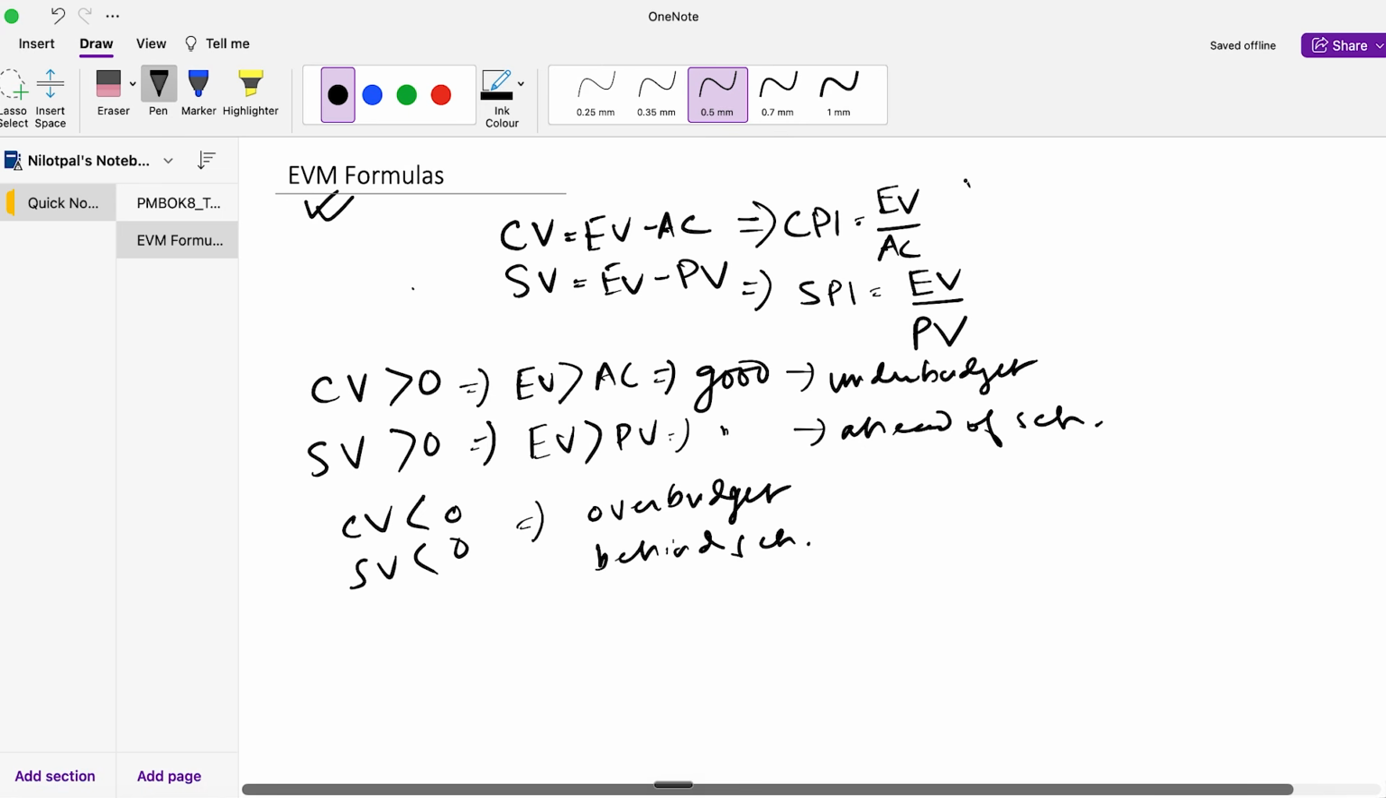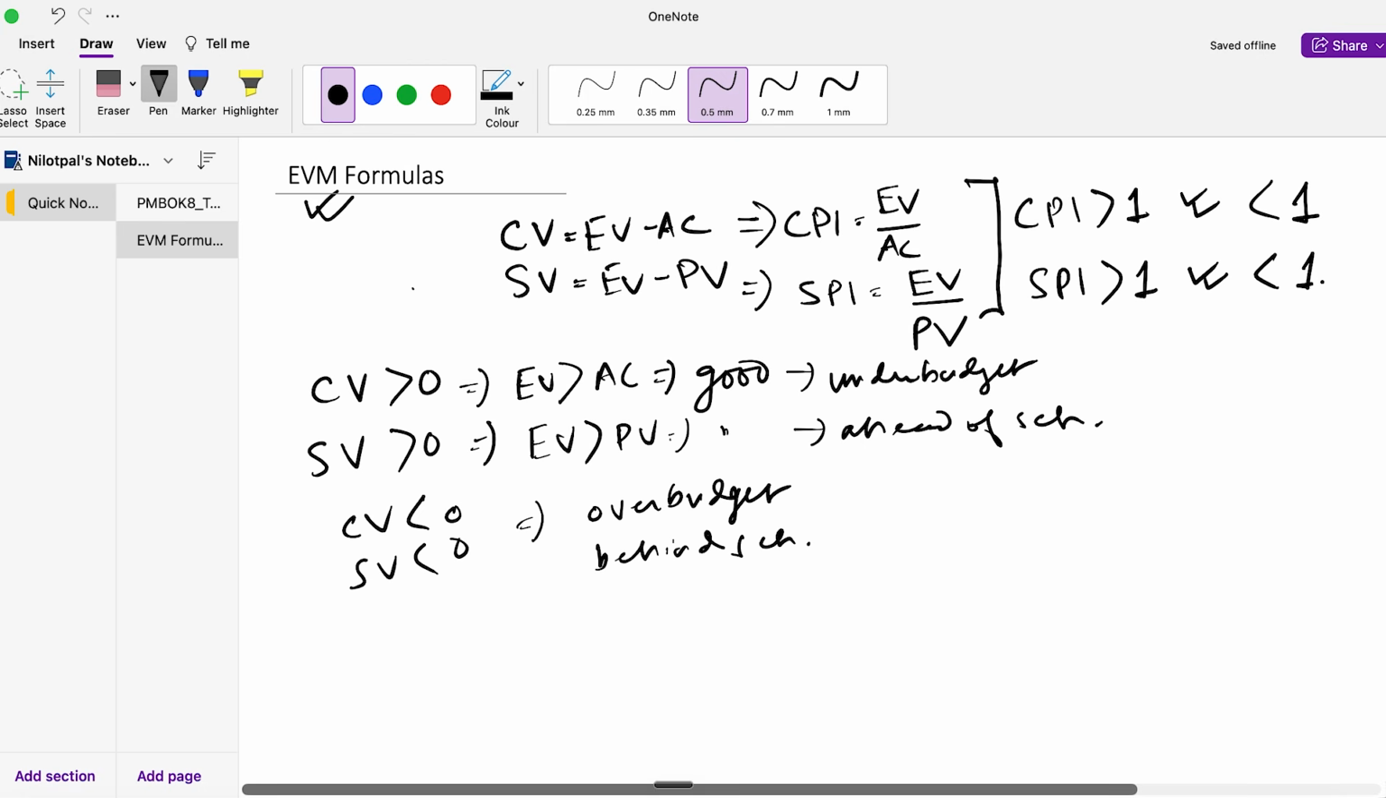And on similar notes, this concept can be applied for CPI and SPI as well. So for example, if your CPI is greater than 1, it means good, which means your project is under budget. And if your SPI is greater than 1, it is good also, which means your project is ahead of schedule. And if CPI is less than 1, it is over budget. And if your SPI is less than 1, it means it is behind schedule, right?